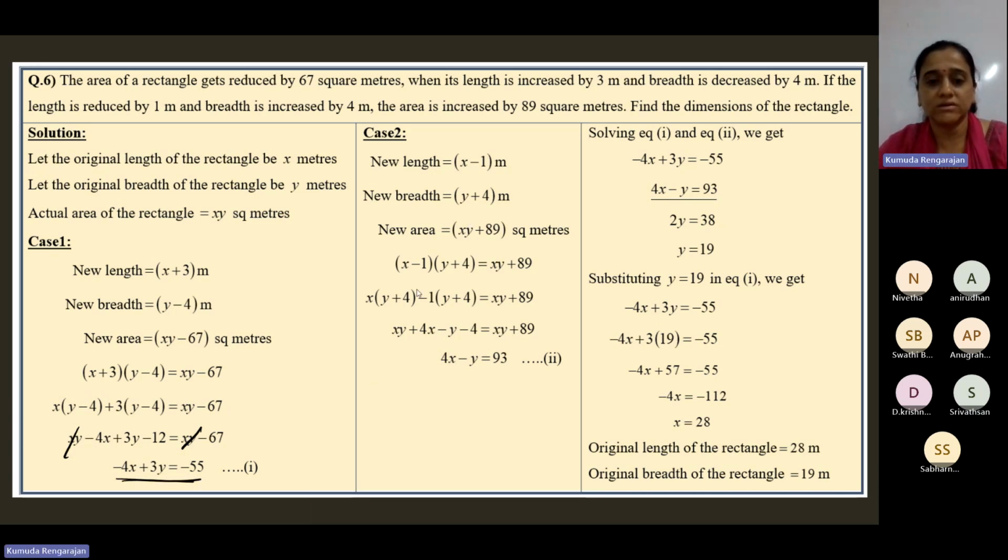Similarly here, when you open the brackets, XY cancels. 4x minus y is equal to 93. So write the equations one below the other. As it is, minus 4x plus 4x gets cancelled. So you can solve and find the value of y and substitute to find the value of x. This is the original length. This is the original breadth.